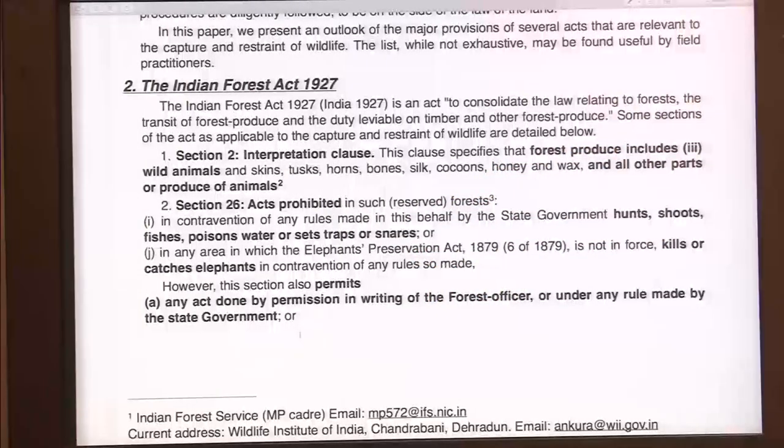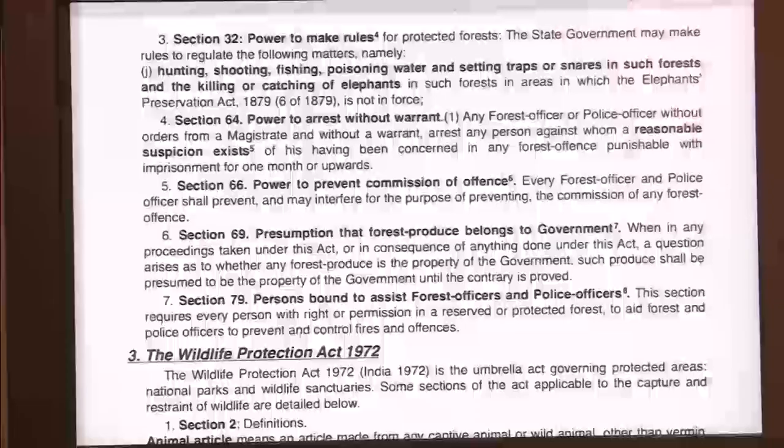Now, the difference between banning and prohibition is that if something is banned, you can never do it. In case something is prohibited, then there are certain sections that would permit you to do those acts under certain circumstances. So, all of these things are prohibited, they are not banned.